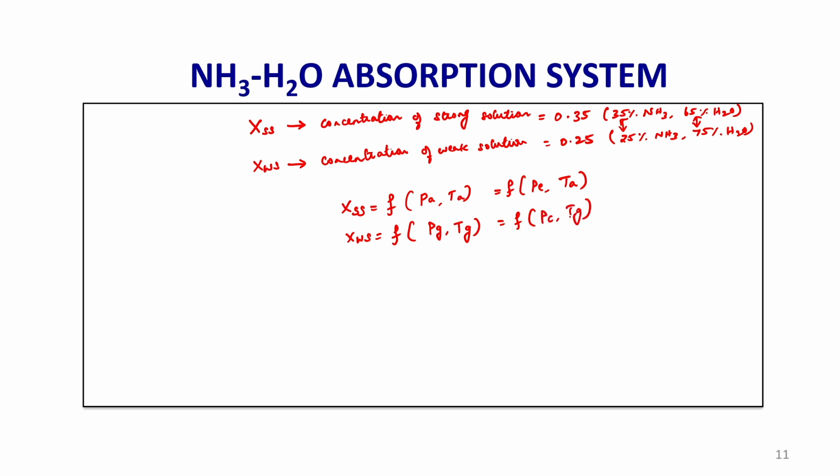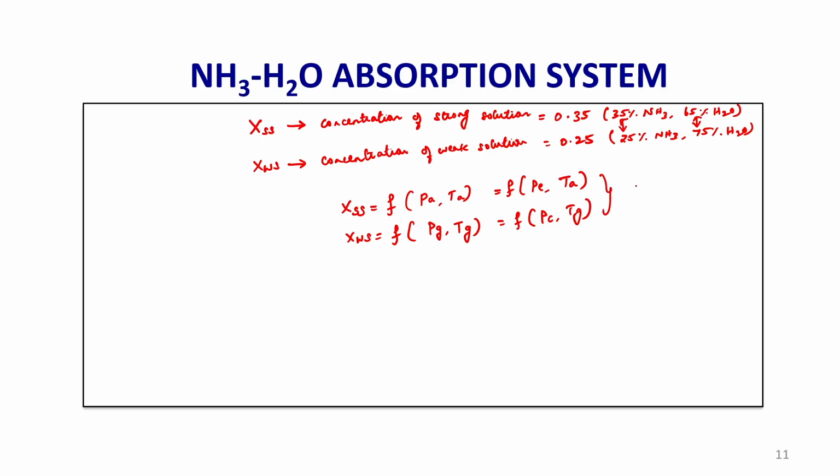There are charts available, the PTX chart, pressure temperature concentration chart. Using that chart we can find the values. P is pressure, T is temperature. If you know pressure and temperature, you can find concentration, or if you know pressure and concentration, we can find the temperature. If you know any two properties, we can find the third. So we use this chart, and there are also empirical relations from the published literature.